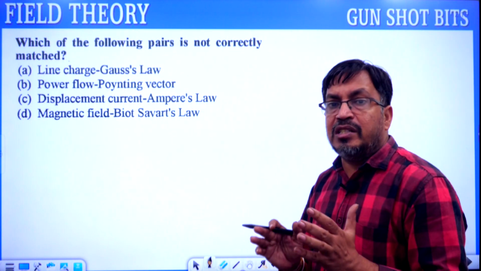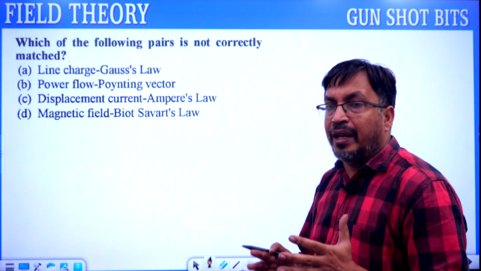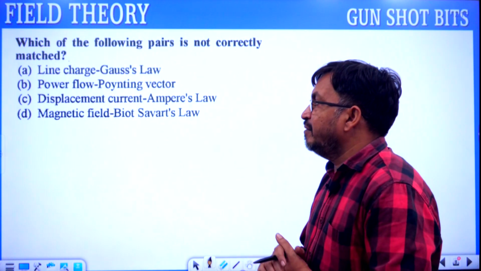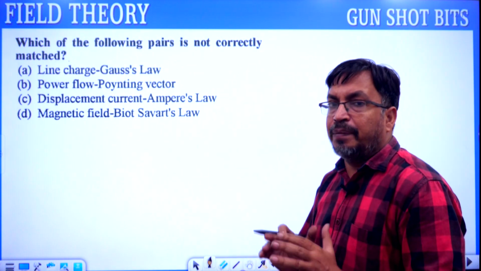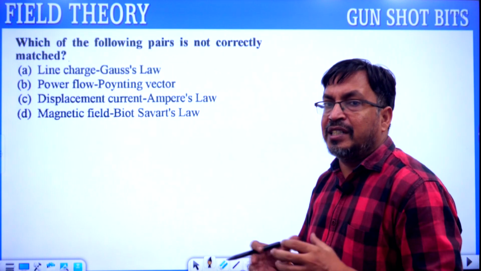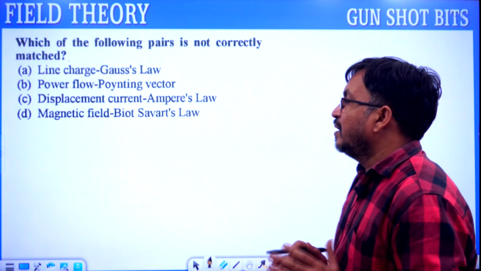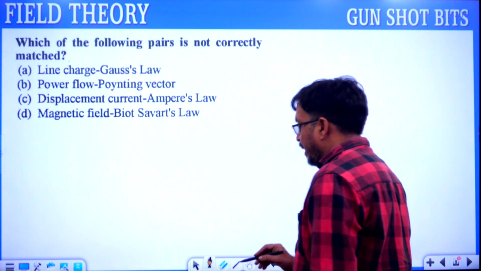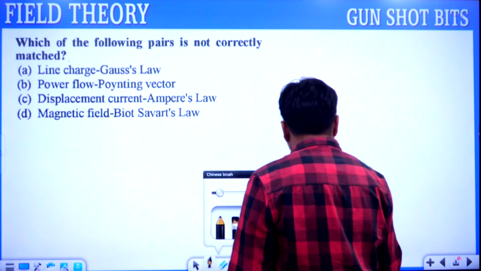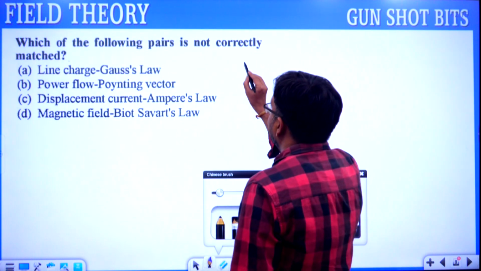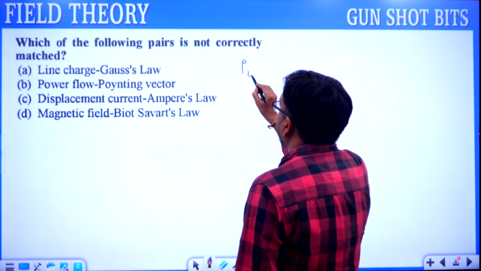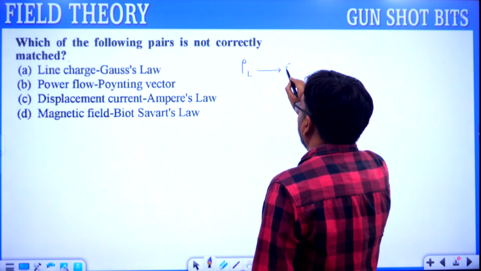Out of these 4 pairs, one pair is not correct. Which pair is not correct? That means which is not related, which is not matched. First I am considering option A. In option A, 2 terms are given: one is line charge, rho L, and the other is Gauss law.